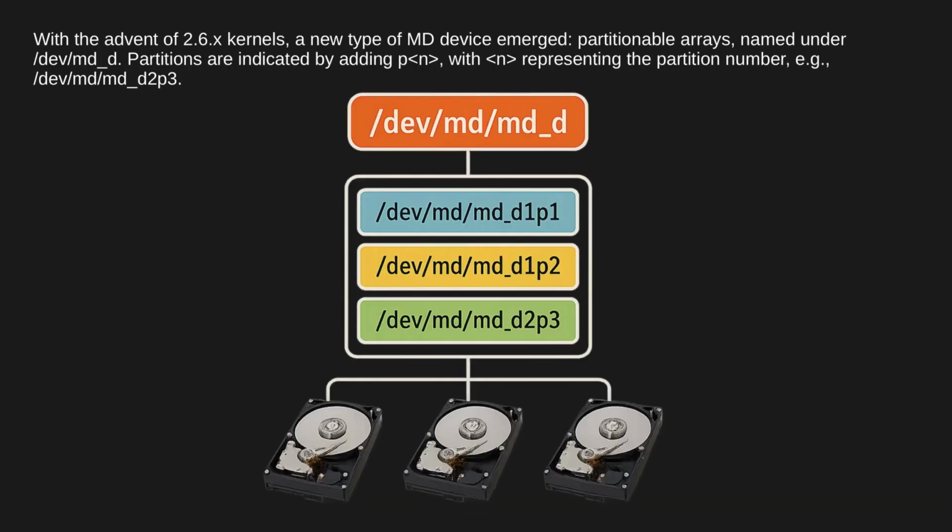With the advent of 2.6.x kernels, a new type of MD device emerged: partitionable arrays, named under /dev/md_d<n>. Partitions are indicated by adding p<n> suffixes, with <n> representing the partition number, e.g., /dev/md/md_d0p3.